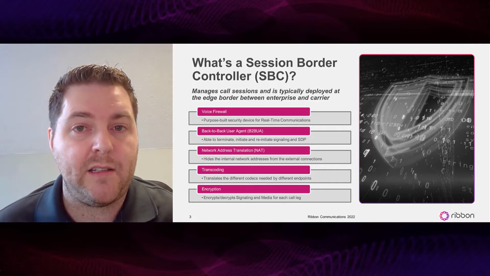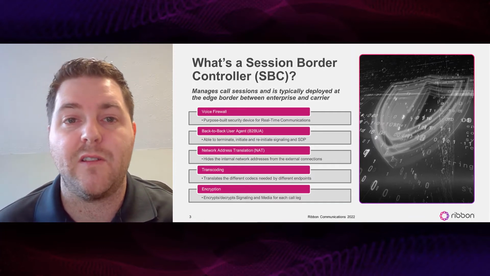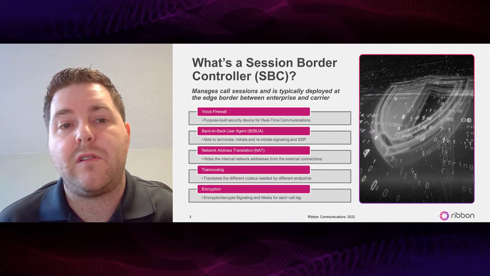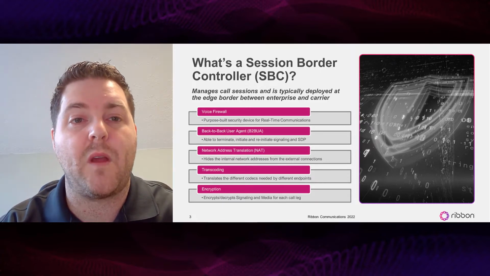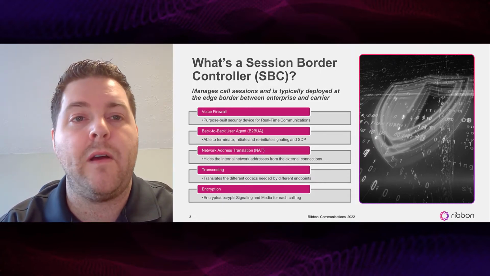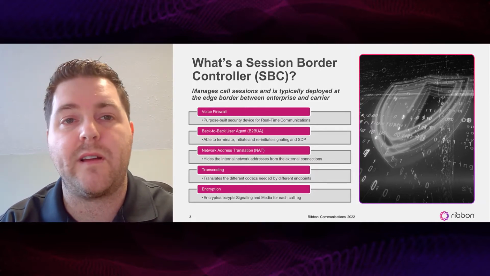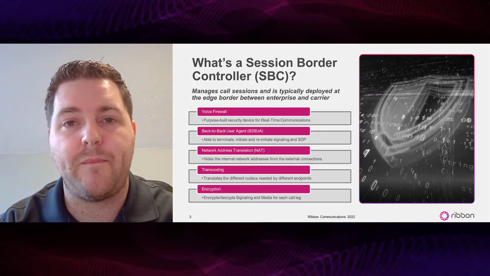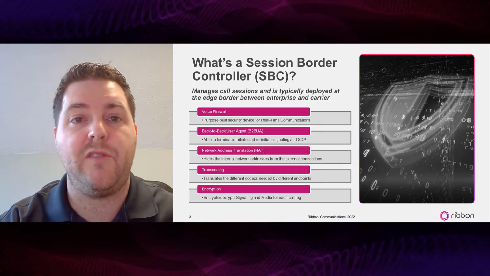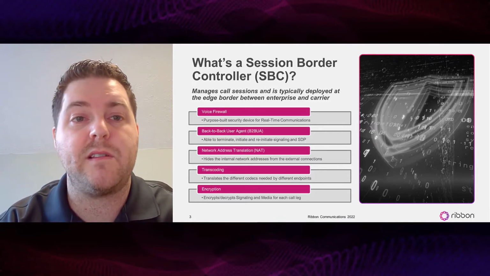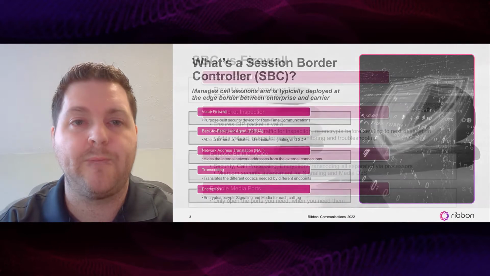NAT provides topology hiding, so devices on one side of the SBC don't need to know the network addresses on the other side of the SBC. This reduces the exposure to potential threats. Transcoding is the ability to connect a call where different legs of the call are using different codecs. The SBC will connect one leg of the call with one codec and translate the required codec of the destination or the next hop. Without this, the call will fail if a common codec can't be negotiated. Another key feature of the SBC is encryption. The SBC is able to encrypt and decrypt signaling and media for real-time communications for each leg.